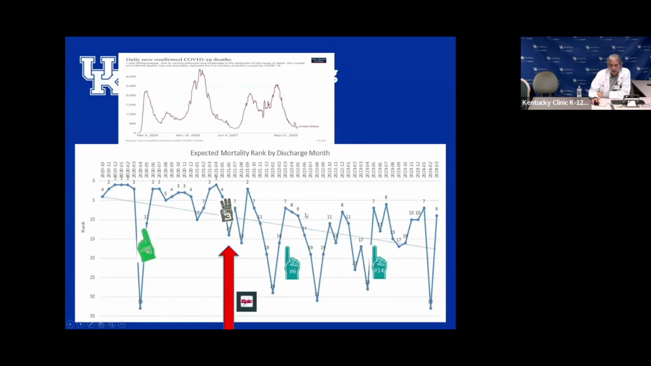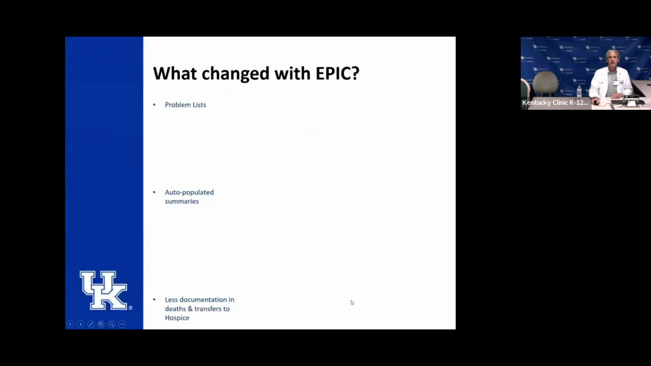Never again have we cracked the top 5 except for this month right here. So you can see, even after averaging, we took a dip here. We're #6 at the end of this fiscal year, 14 now. We don't have the data for this year yet, but I'm interested to see what happens. So what changed with Epic?